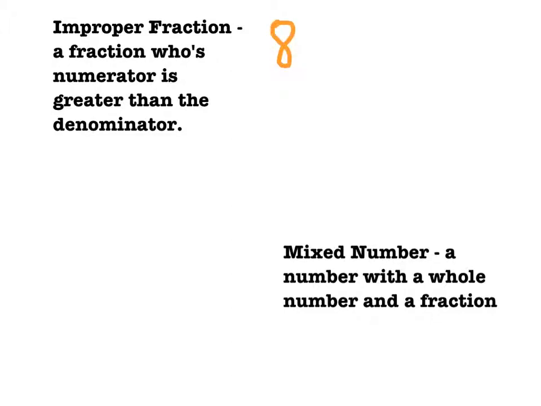8/6. You'll notice this is a little strange because the numerator, the top number, is larger than the bottom number. Miss Mitchell, how would we draw this if we were doing a model? Well, there's going to be 8 total things, but they need to be grouped in groups of 6, because the denominator tells me how many are in each group. Alright, so let's make a group of 6.